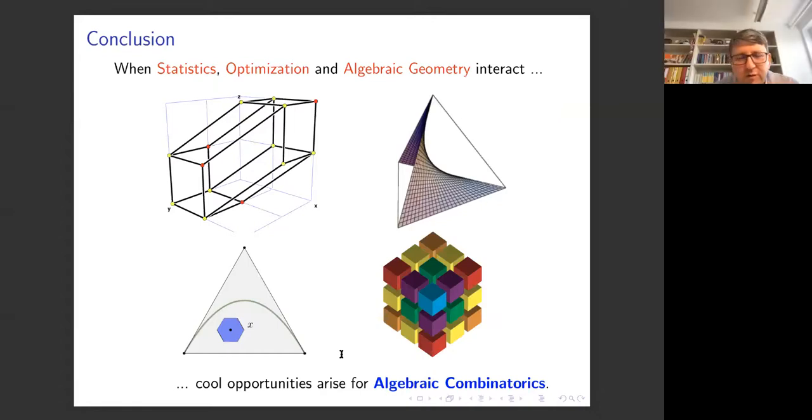Thank you very much for a nice and clear talk, showing nice links between algebraic geometry, optimization, and statistics. It is time for questions. Are there questions? Please just unmute your microphone or raise your hand.